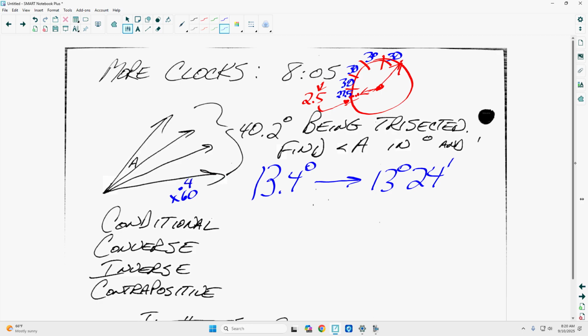Okay, a conditional is P implies Q. Converse is Q implies P. An inverse is not P implies not Q. And the contrapositive is not Q implies not P. Must memorize. Got it? Okay, cool.